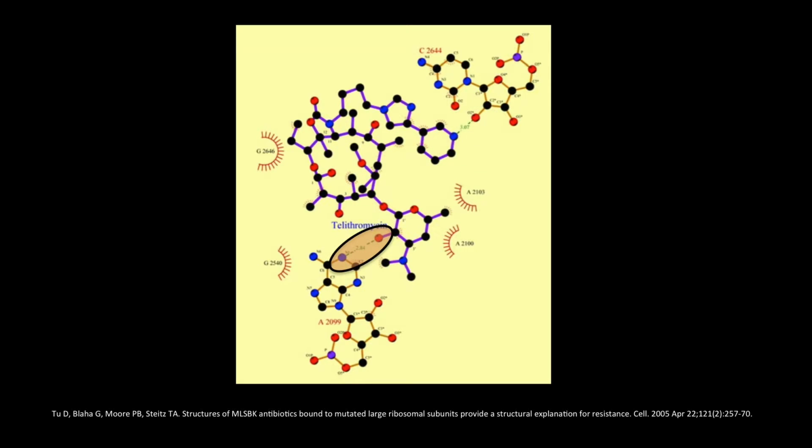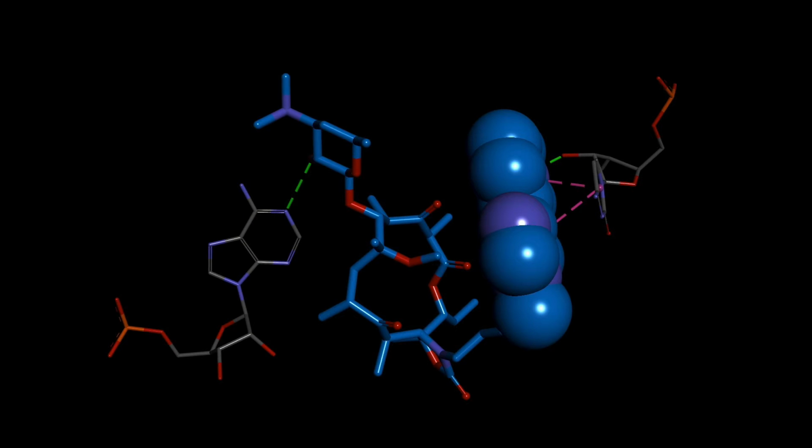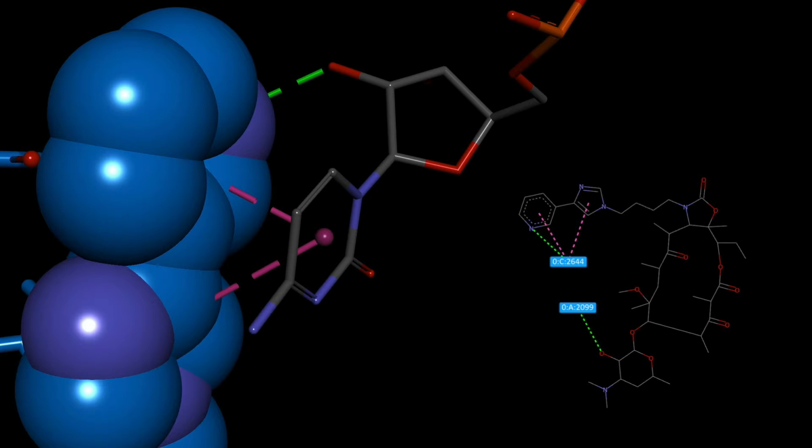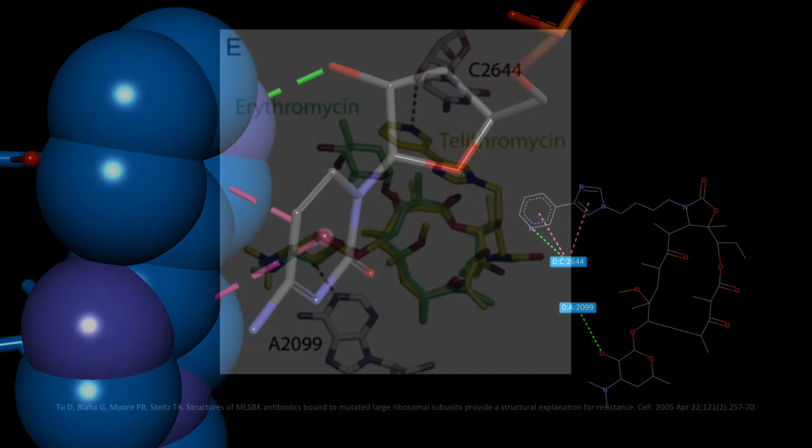The interaction between the desosamine sugar on the drug and the adenine nucleotide in the active site is preserved in telithromycin as well. Note that the alkyl-aryl side chain is planar in 3D space, which facilitates pi stacking interactions with the cytosine nucleotide, colored in pink. This additional interaction allows for a 10-fold increase in telithromycin's binding affinity over erythromycin.